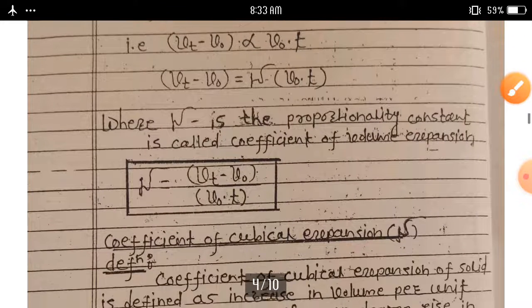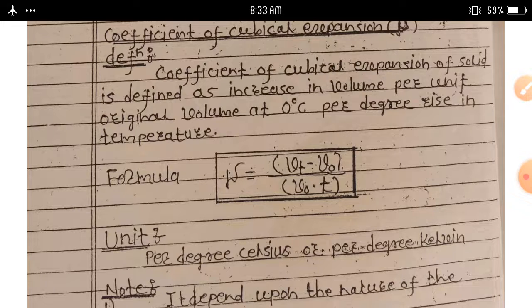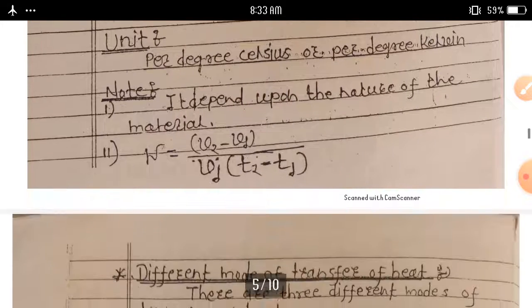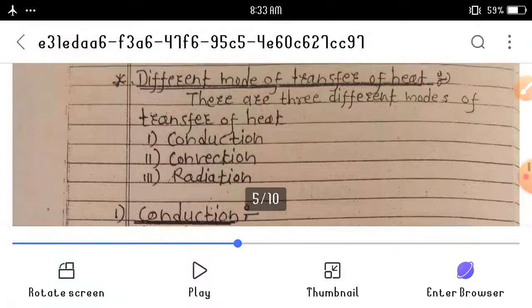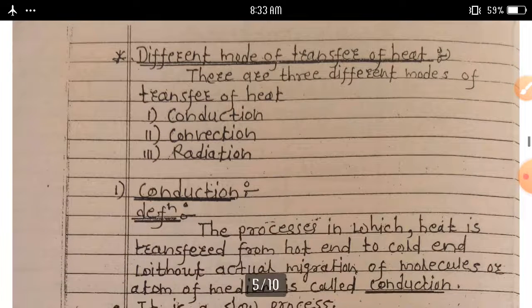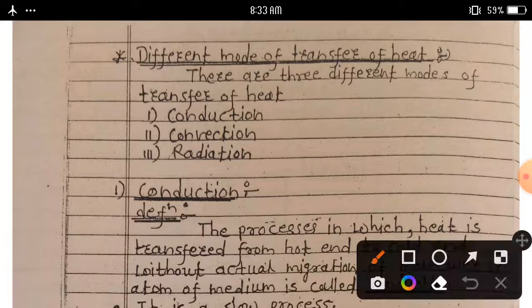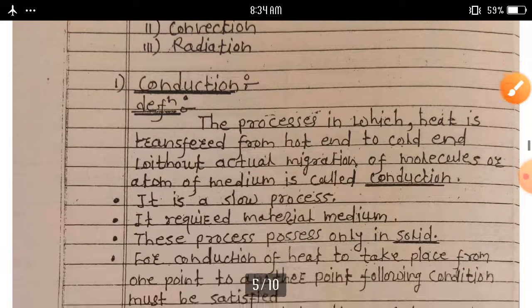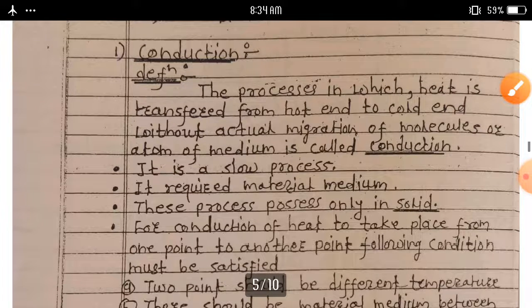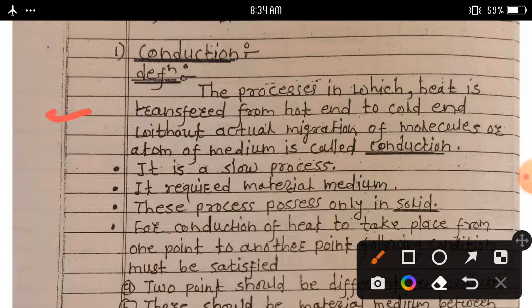And next topic, we discuss different modes of heat transfer. There are three different modes of heat transfer. First one is conduction, another one is convection, and third one is radiation. Firstly we discuss what we mean by conduction. The process in which heat is transferred from hot end to cold end without actual migration of molecules or atoms of the medium is called conduction.